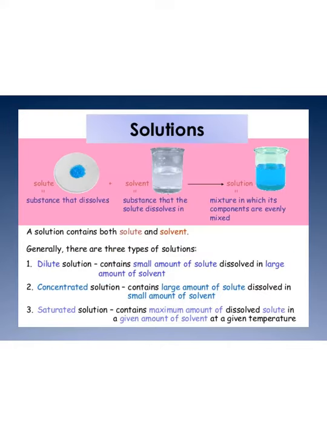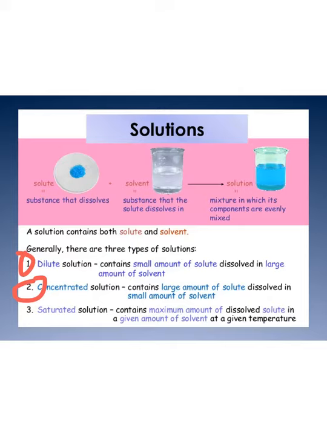Now, when you create solutions, there are actually 3 different types. You have dilute solutions. Dilute solutions are those solutions that have a very small amount of solute in relation to a large amount of solvent. Then you have concentrated solutions. Concentrated solutions have a large amount of solute dissolved into a small amount of solvent.